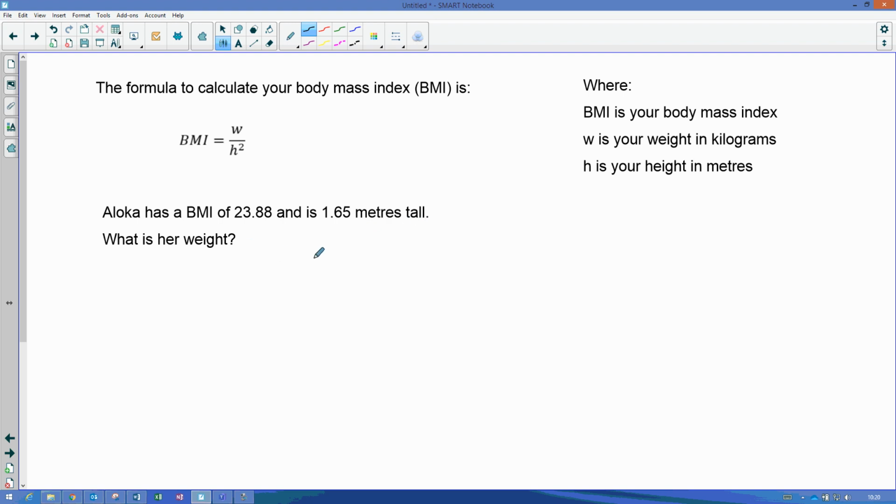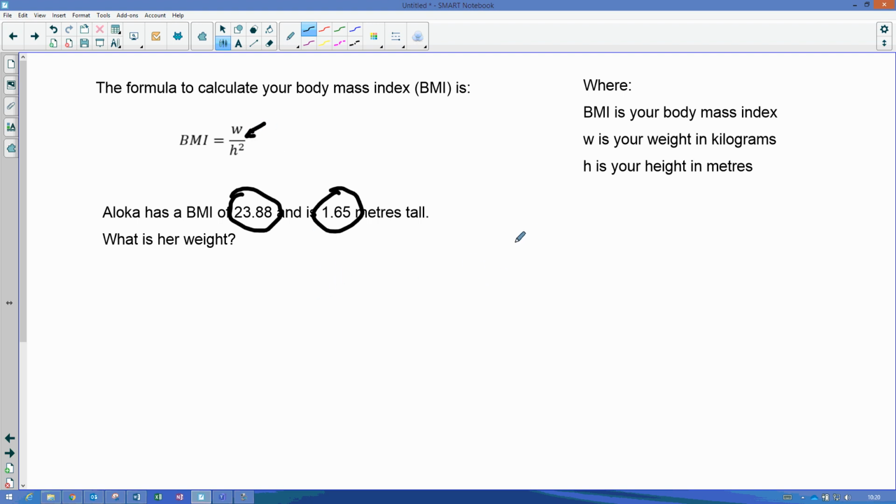What is her weight? Now, if we were doing GCSE maths, we would probably rearrange this formula to be in terms of the weight. But that requires some algebra skills we don't really need for level 2 functional skills. So we're going to do it a slightly more ad hoc way. And the first step is, as with basic formula questions, just check that you've got all but one of the letters. So BMI 23.88, height 1.65, and I'm trying to find W here.